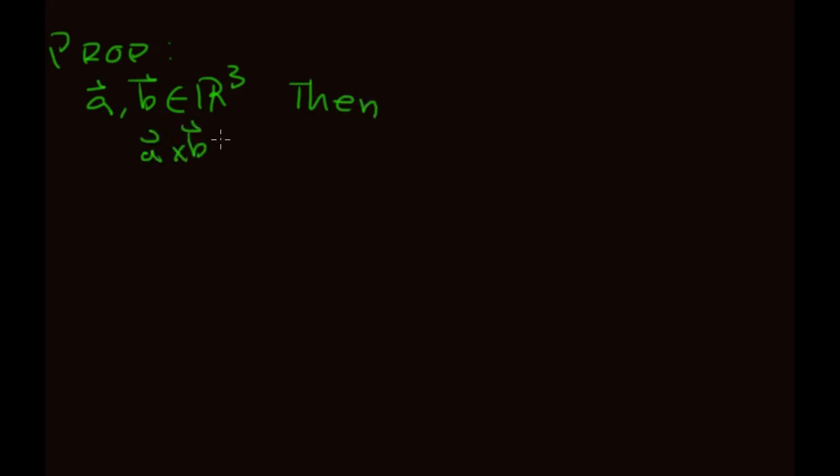Okay, so we're going to get into a little bit more about the cross product today. We're going to start with a bit of a proposition. The proposition is that if A and B are vectors in R3, then A cross B is perpendicular to A, and A cross B is perpendicular, or orthogonal, to B. It's better to say orthogonal here. We're going to prove this.